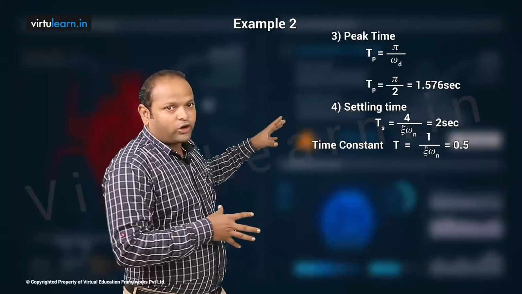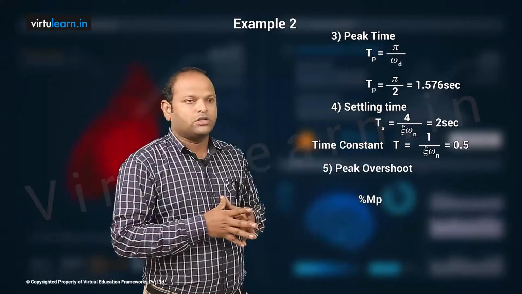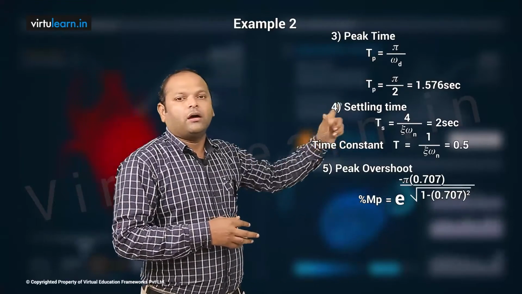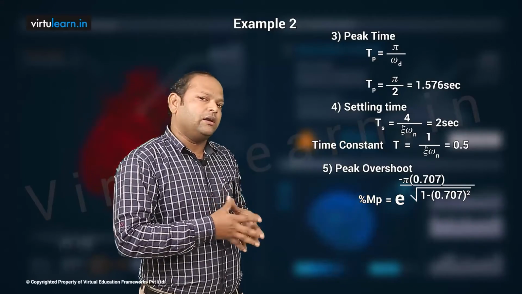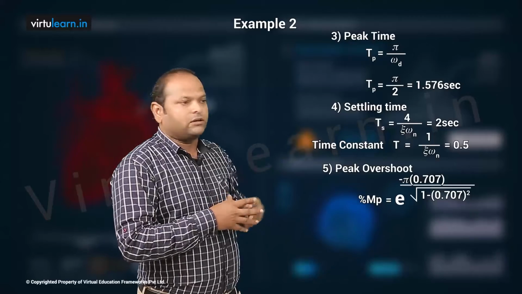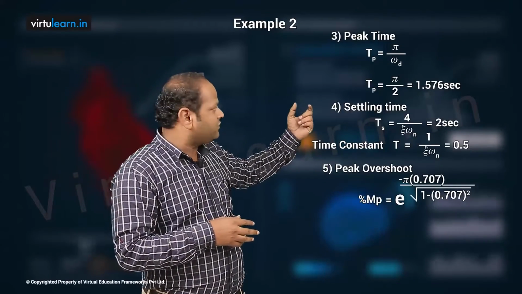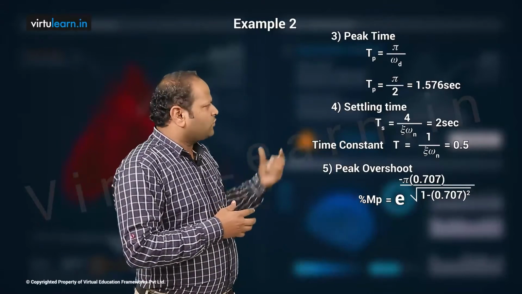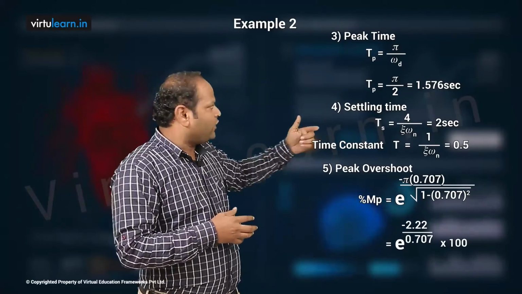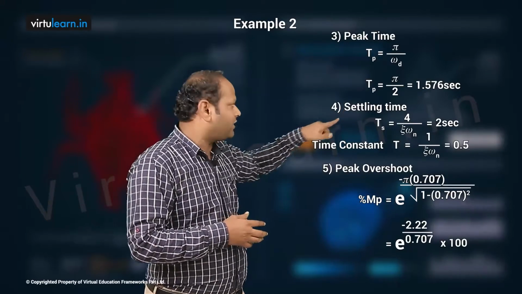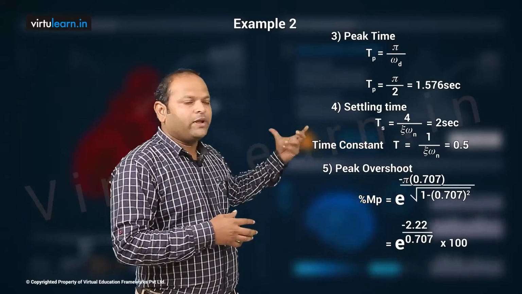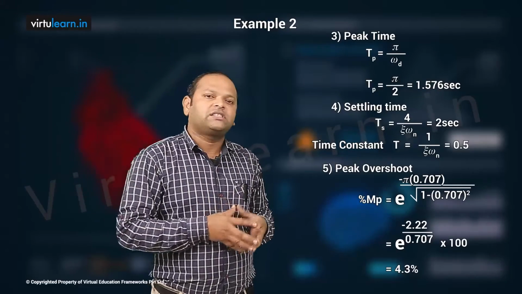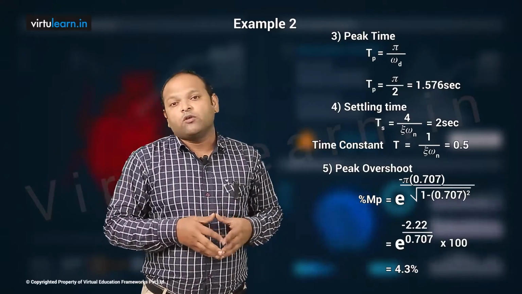Similarly, we can find out a very important time domain specification, peak overshoot. So percentage MP, what is the formula? e power minus pi zeta by square root of 1 minus zeta square, into 100. By substituting all these things, because zeta is 0.707 and divided by under root 1 minus 0.707 square, you do that, you will get again it is 0.707 only, and numerator we already have 3.14 into 0.707. If you do the e power of minus something, then you will be getting the value around 4.3%. So whenever zeta is 0.707, then peak overshoot is around 4%.